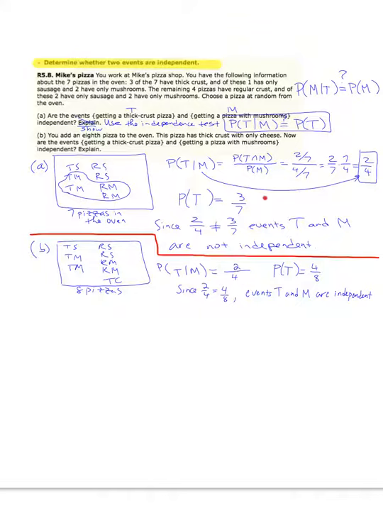Now we must also separately get the probability of thick crust. Well, clearly in our oven, 3 out of the 7 are thick crust. So we say since 2 over 4 doesn't equal 3 out of 7, events T and M are not independent.